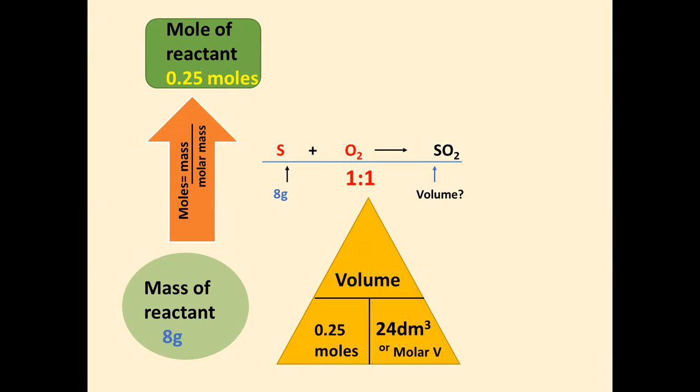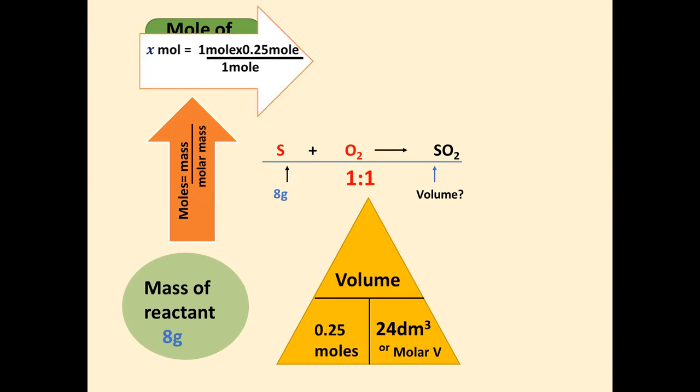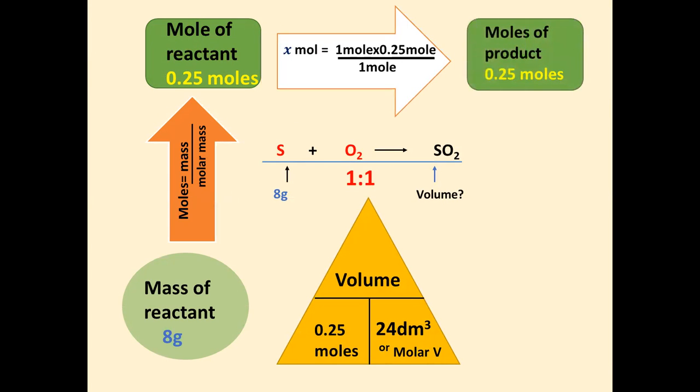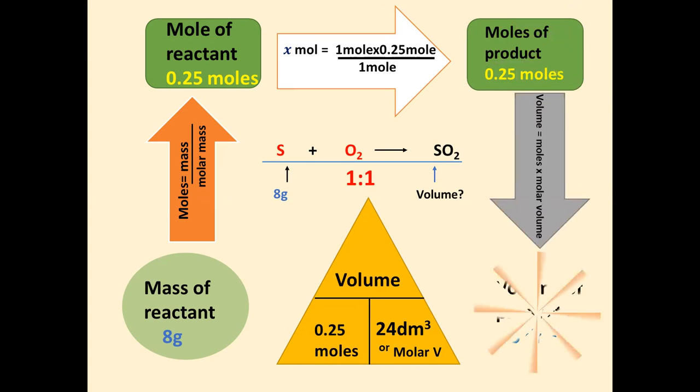So if this is 0.25 mole, then with the help of the molar ratio of 1:1, whenever the reactant ratio and the product ratio are the same, the number of moles of reactant and product will be the same. Now, once we know the product moles, we convert them into volume or mass as required. For example, to convert into volume, I multiply the moles of the product by 24 dm³, and this gives us the volume of the product.